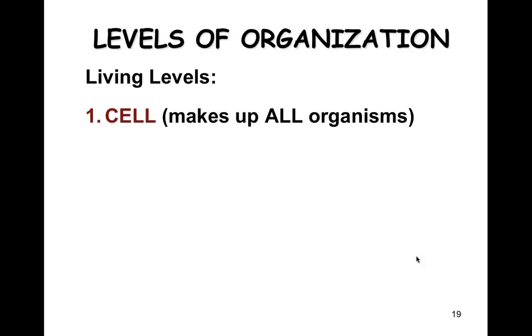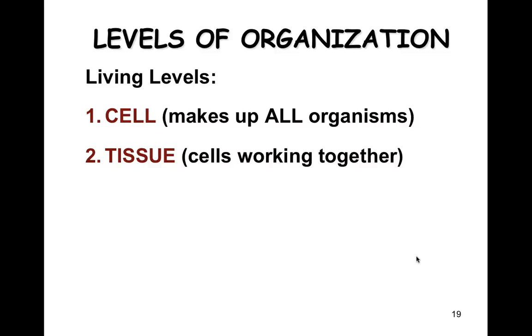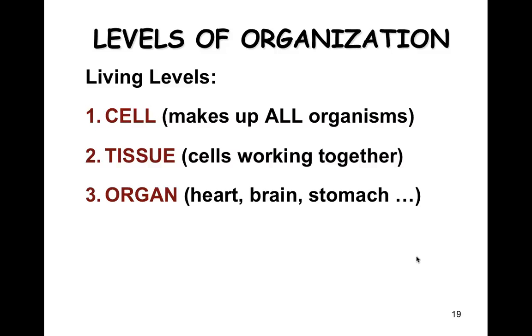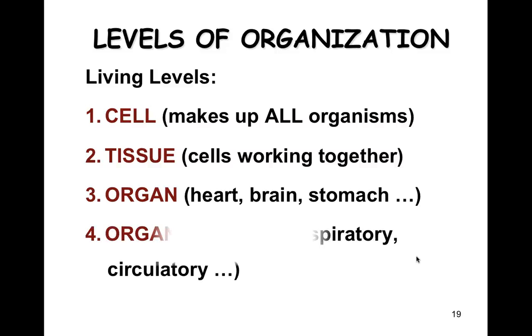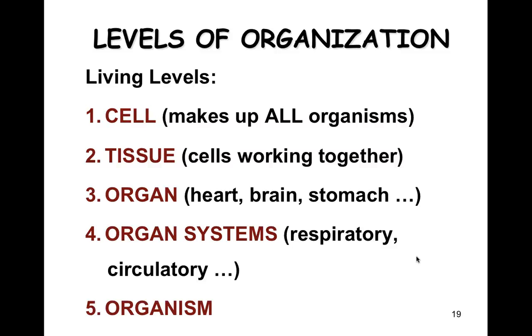Our living levels, smallest unit is our cell, which makes up all organisms. Cells that work together make up your tissue. Tissues that work together make up your organs, such as your heart, your brain, and your stomach. Then we have our organ systems. They're your respiratory, circulatory, nervous, endocrine, reproductive. And then your organ systems will finally make up the organism.